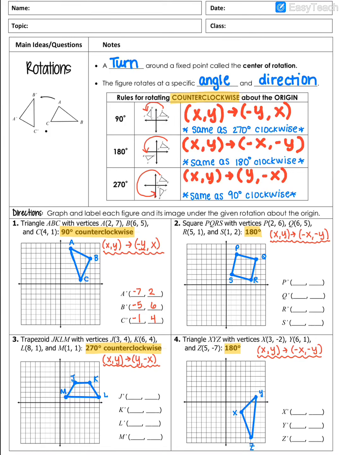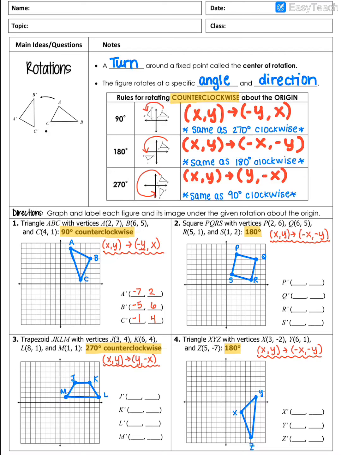We're going to continue on in our transformations chapter today, and we're going to talk about rotations. And rotations are exactly what you would think of as a rotation. It is a turn around a fixed point called the center of rotation. And in everything that we do today, our center of rotation is going to be the origin. So you're not going to really see a whole lot of variation from that.